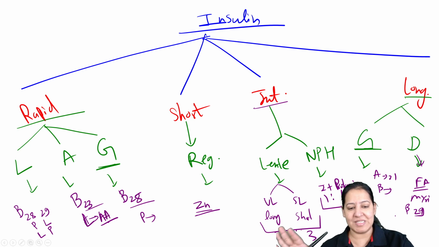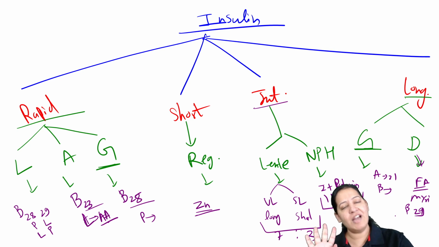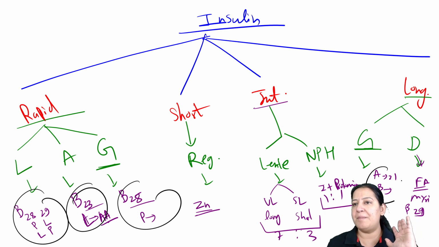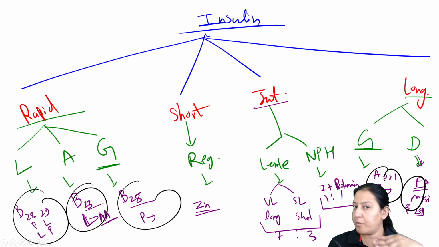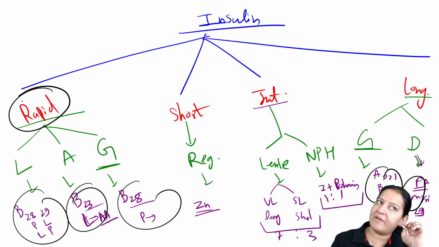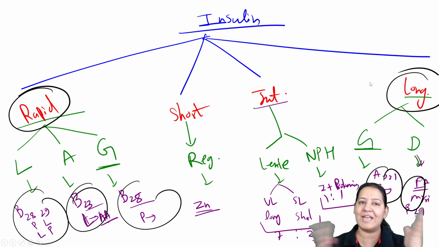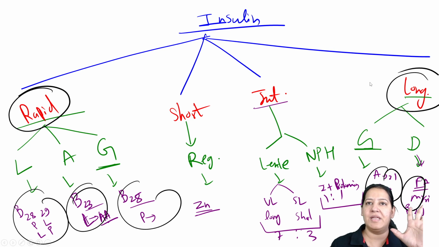Maybe I have made some mistake here, but please forgive me for that. I try to explain to you the best. So please learn these specific changes, and because of these changes, what property is changing? Either it is becoming rapid acting or it is becoming long acting. So that is the summary.